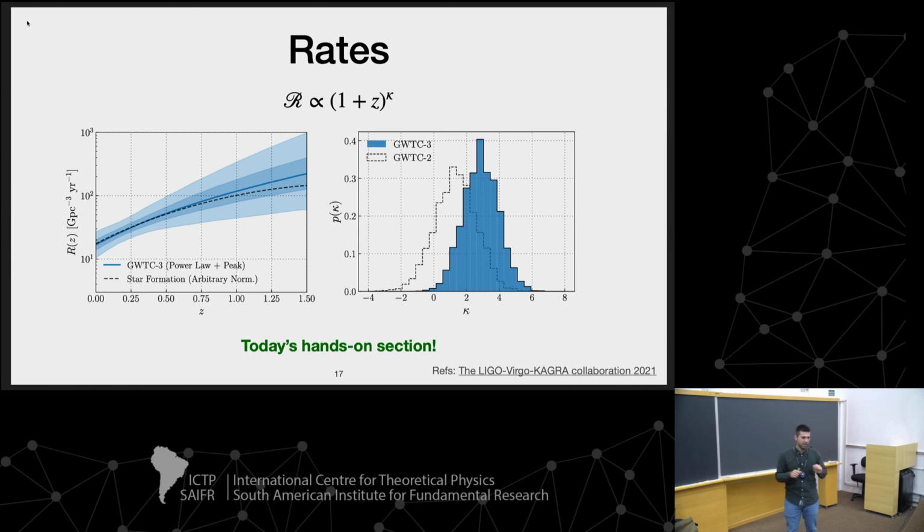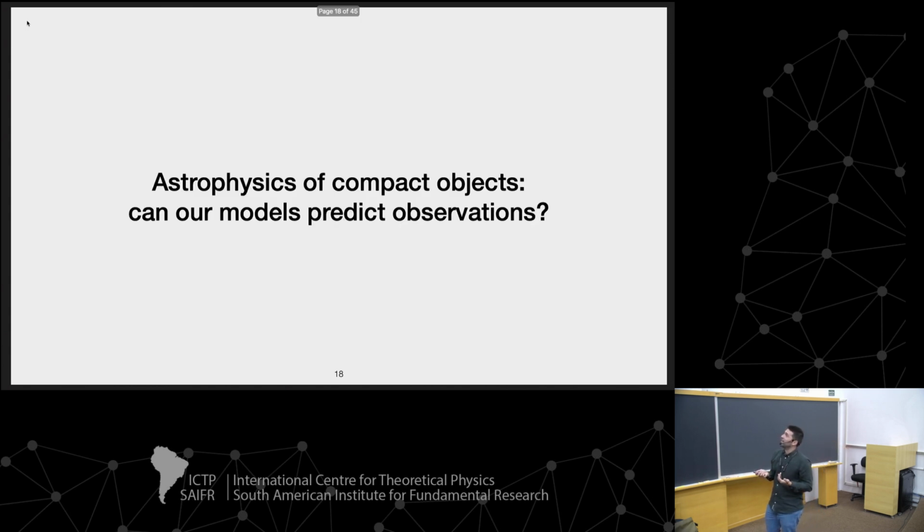So you're going to model your star formation rate, you're going to model your black holes, and you're going to combine these things to predict the merger rate density from theory. So this is observation. In your hands-on section, you're going to do that from theory. And you want to, of course, try to match them.